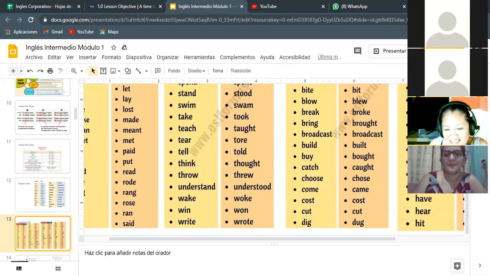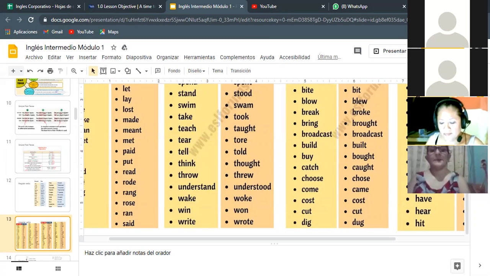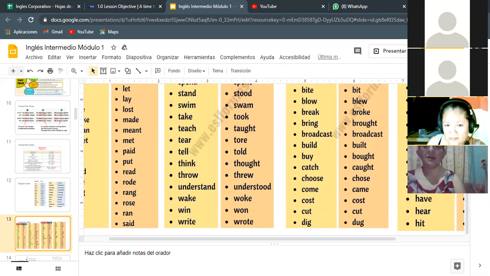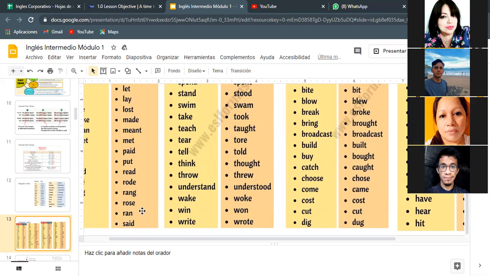Okay, take. To take is to grab something, right? When you take something for you. So took is going to be for Carol. The water, my mother. Okay, I took the water from my mother.